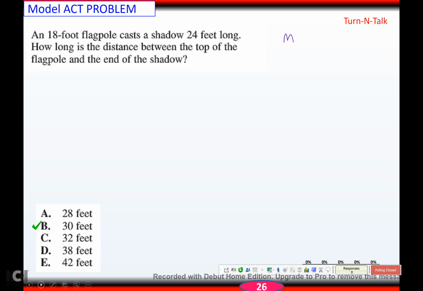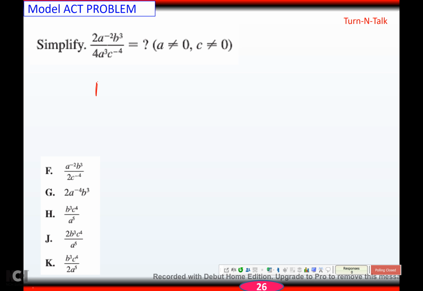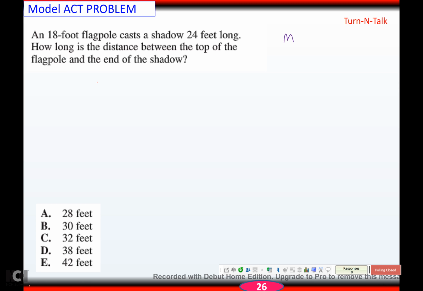Alright, so an 18-foot flagpole. There's your little flag. It's 18 feet. And it says it casts a shadow. That's on the ground. So its shadow is 24 feet. How long is the distance between the top of the flagpole and the end of the shadow? So they want me to find the hypotenuse.